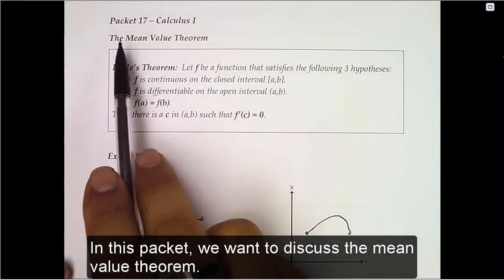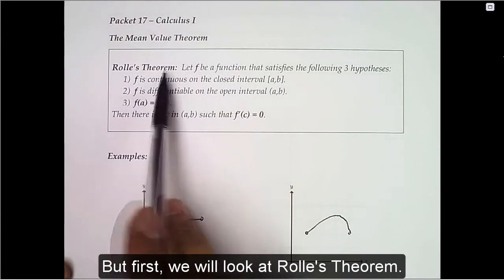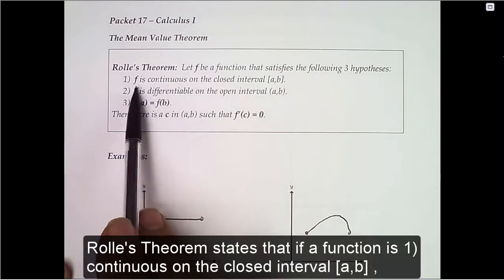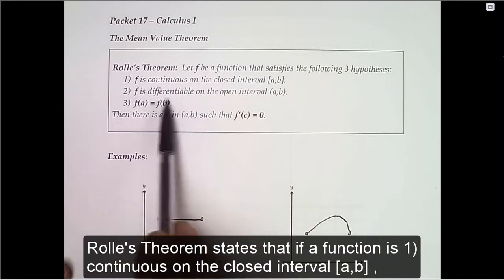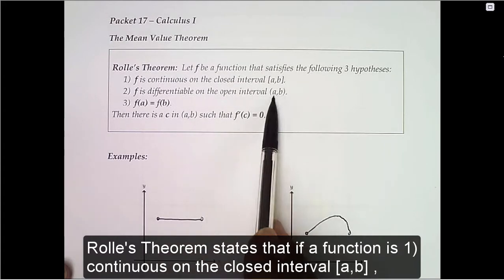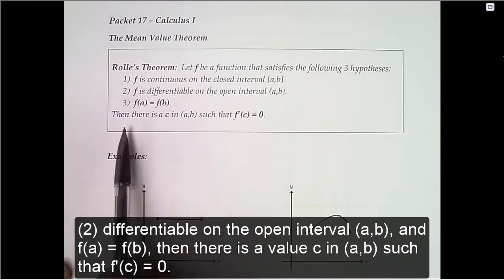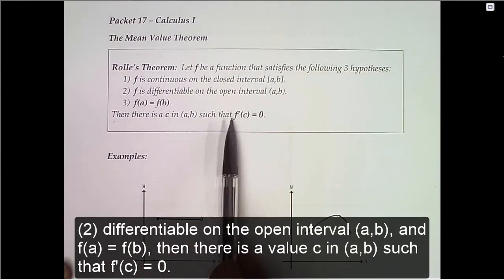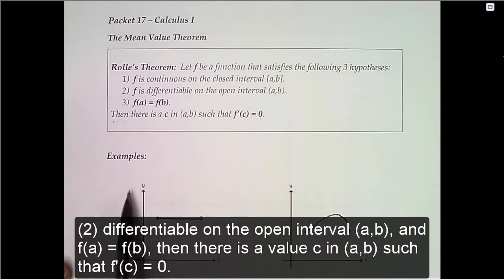In this packet, we want to discuss the mean value theorem. But first, we will look at Rolle's theorem. Rolle's theorem states that if a function is 1) continuous on the closed interval a to b, 2) differentiable on the open interval from a to b, and f of a is equal to f of b, then there is a value c in (a, b) such that f prime of c is 0.